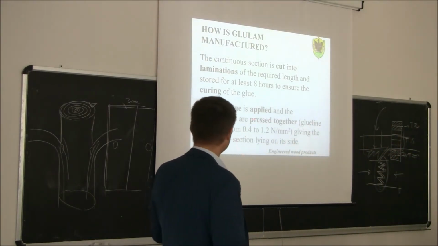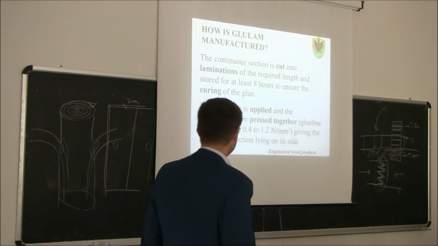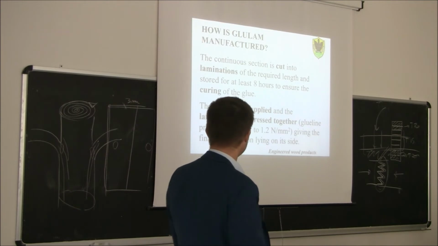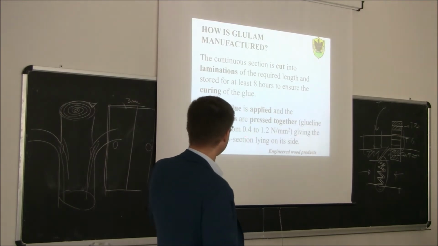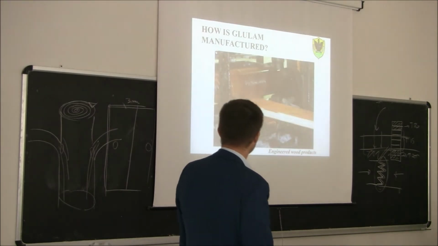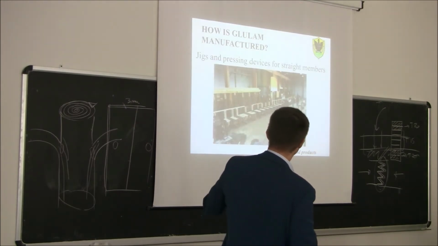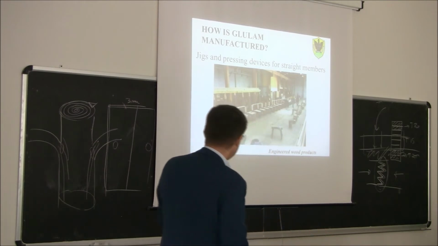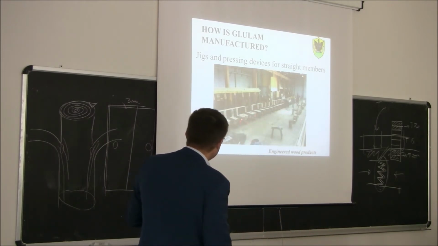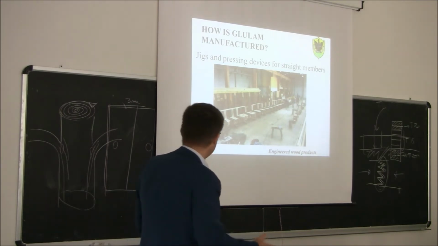Then the glue is applied and the lamination is applied on the surface, now the big surface of the plank, and the laminations are pressed together. You see there is a pressure between 0.5 and 1.2 Newton per square millimeter. You see this is the continuous lamination already with the finger joint here. So we apply the glue top and bottom, and then all these laminations are stuck together, and with this jig here, basically, we are pressing together the lamination.